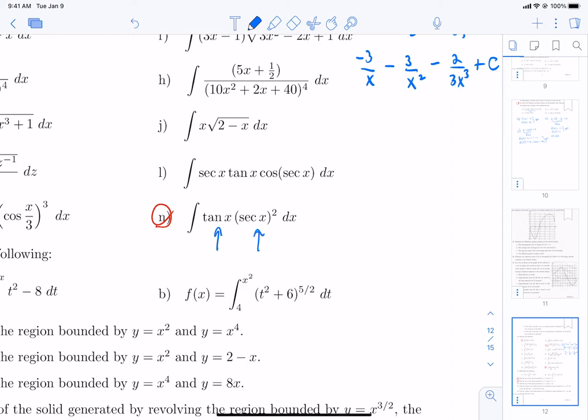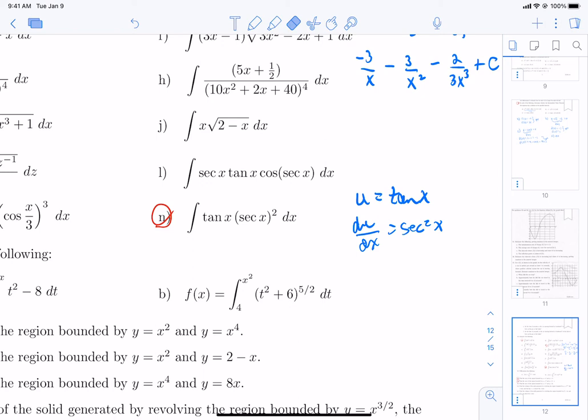So to me, that does require a u substitution. I'm going to let u equal the thing where its derivative is. Its derivative is in the problem. Secant squared is in the problem. Because when I do du dx, I get secant squared, which is a perfect u substitution.